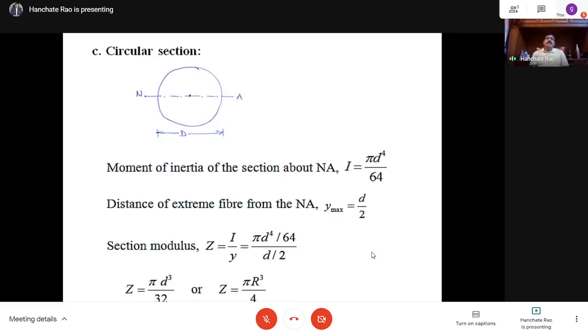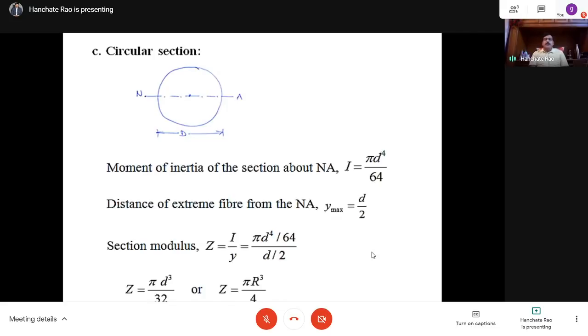If you take a circular section of diameter D, for this also the neutral axis passes through the centroid, the center portion. Okay, so for a circular section, the moment of inertia about the neutral axis is pi d to the power of 4 by 64, where d is the diameter of the circular section.